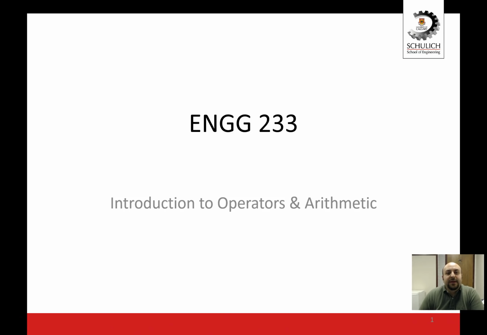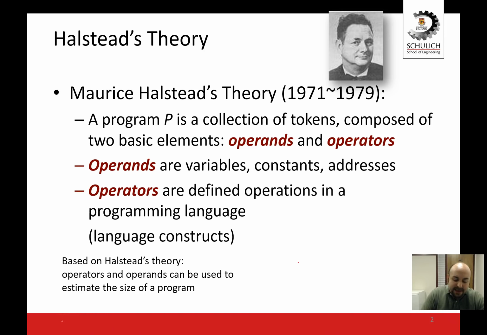Hi everybody, in this lecture we introduce operators in processing and we'll talk about how simple arithmetic is done. So by definition, a program P is a collection of tokens composed of two basic elements, operands and operators. Operands are variables, constants, which are specifically referred to as finals in Java or in processing, and addresses, which are the same idea as variables, but we won't really go into them in this course. And operators, which are defined operations in a programming language.